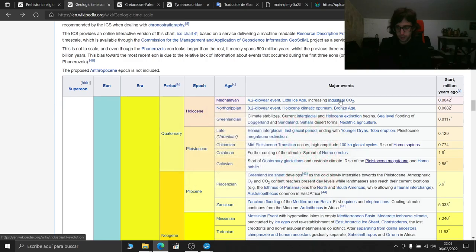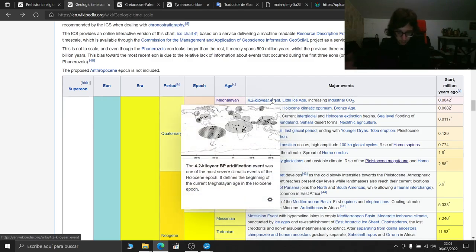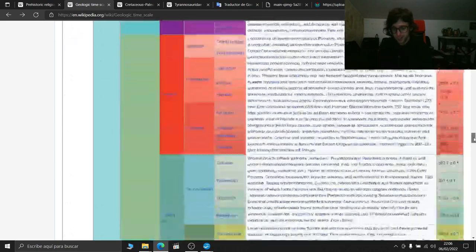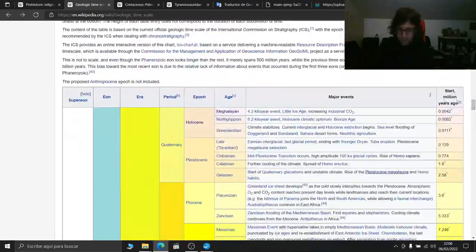Bronze Age, increasing industrial carbon dioxide, well. And here we are already entering present times. Not very present, but I think after all this time, it is pretty present.